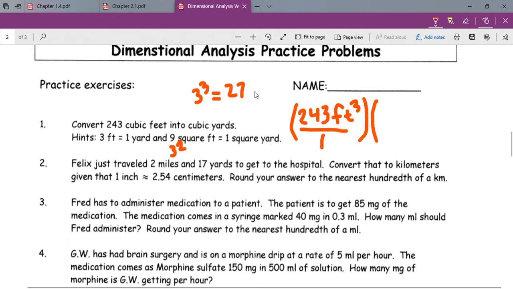So there's 27 cubic feet in 1 cubic yard. I'm running out of space. So 27 cubic feet equals 1 yard cubed. Okay. Now we started with cubic feet. That means that this 27 cubic feet needs to go on the bottom. So 27 feet cubed over 1 yard cubed.